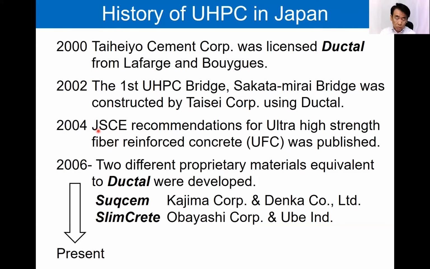In 2004, JSCE published the recommendations for the design and construction of ultra high strength fiber reinforced concrete. We call it UFC. This is exactly UHPC, but instead of calling it UHPC, we call it UFC. So far, in Japan, 3 commercialized products are used now. One is the well-known Ductal, and the others are Japanese original products, Saxem and Syncroid. These 3 products have almost the same performances, and these materials comply with the JSCE recommendations.